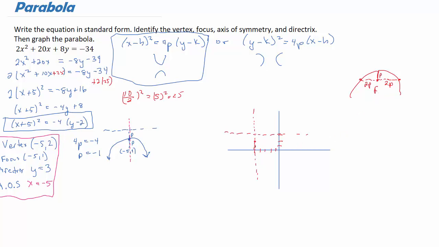So remember, here's our focus, and since p is negative 1, 2p would be going 1, 2. So this point should be on the parabola, and 1, 2, that point should be on the parabola. So we should have a parabola that opens down, and these other points tell us how wide our parabola is going to be. And hopefully you can be a little bit smoother than what I did here. It's a little bit tricky doing this. Okay? So hopefully this helps us out. If you have any questions, please make sure to ask.